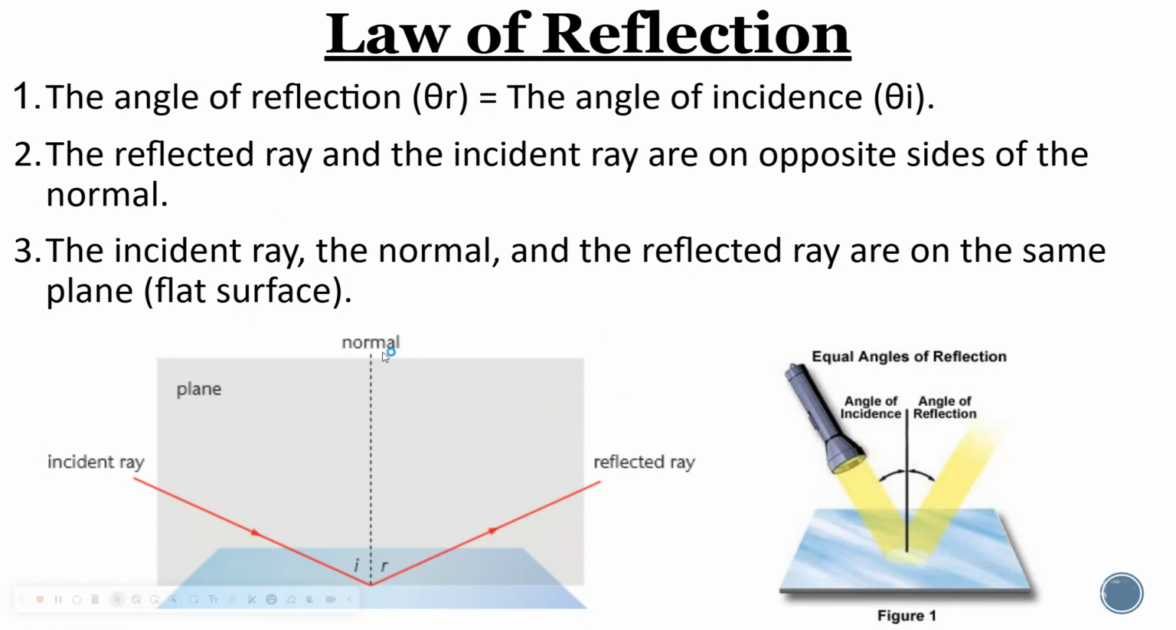And then the last point is that the incident ray, the normal, and the reflected ray are all on the same plane. They're all on the same surface. So let's say you're shining light onto a piece of paper. That light will bounce off in the same plane of that paper. It won't come out at you and poke you in the eye. It won't go behind the paper. It'll stay on that same paper.